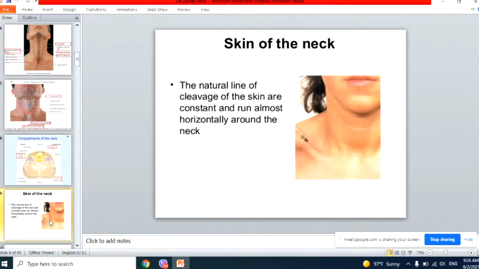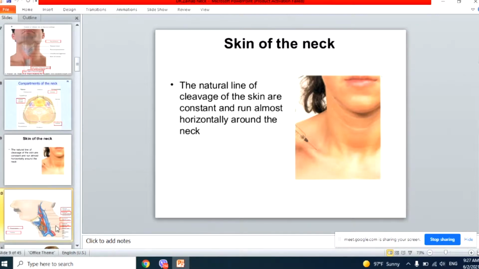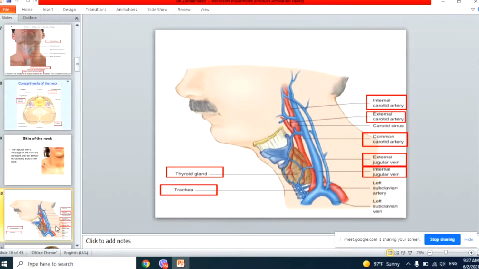Skin of the neck. The lines of cleavage of the skin are constant and run almost horizontally around the neck. Here also you can see the internal carotid artery, the external carotid artery, and the common carotid artery, and you have the external jugular vein and internal jugular vein, thyroid gland, and trachea. These are the important structures that you can see on the lateral aspect of the neck.